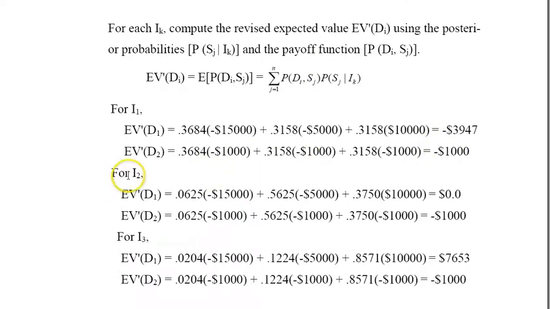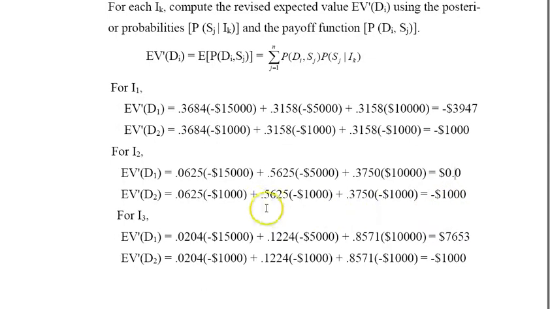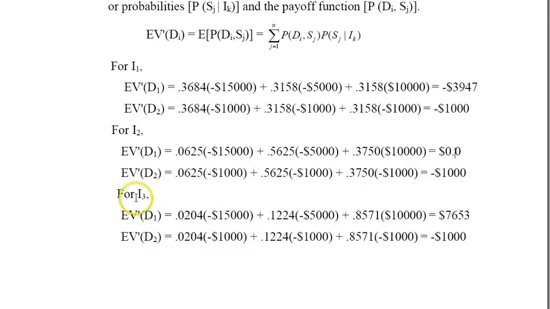If the forecast is cloud, same thing. Now I use the second row for posterior probabilities, but the same payoffs. That gives me 0 here, and for the second decision gives me negative 1,000. And if the forecast goes for sun, I use the third row now of these posterior probabilities for rain, cloud, and sun, and I have my payoffs here. So that gives me 7,653 of expected payoff, and this gives me still negative 1,000.